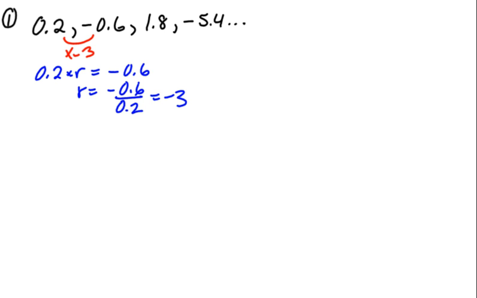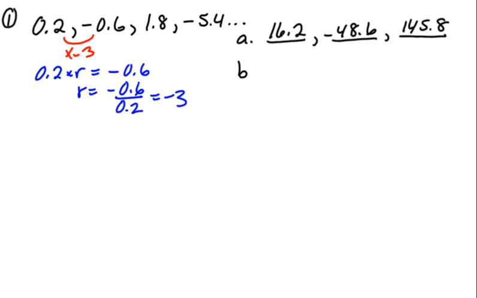So using -5.4 times -3, my next term would be positive 16.2, then times -3 would be -48.6, and then times -3 would be 145.8. Now, a recursive rule refers back to the previous term. In other words, I'm not just plugging in a term number to find a term. I am saying, what do I do to the previous term to get to the next term? And I multiply the previous term by -3.